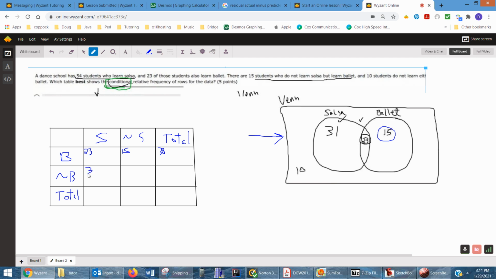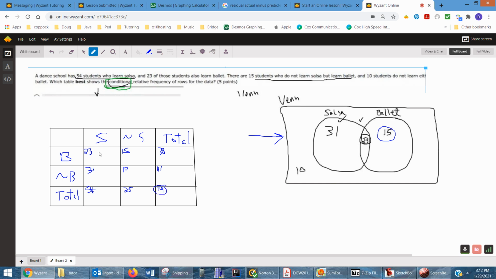Now if I want to fill in this column, salsa and not ballet, that would be the 31. And not salsa, not ballet would be 10. So if we total up these numbers, this is 54. There's the number of people that were doing salsa. The number of people that are not doing salsa would be 15 plus 10 is 25. And if I total this way, I get 41. And this adds up to 79 in both directions, 54 plus 25 and 38 plus 41. So there's the total number of students, 79.